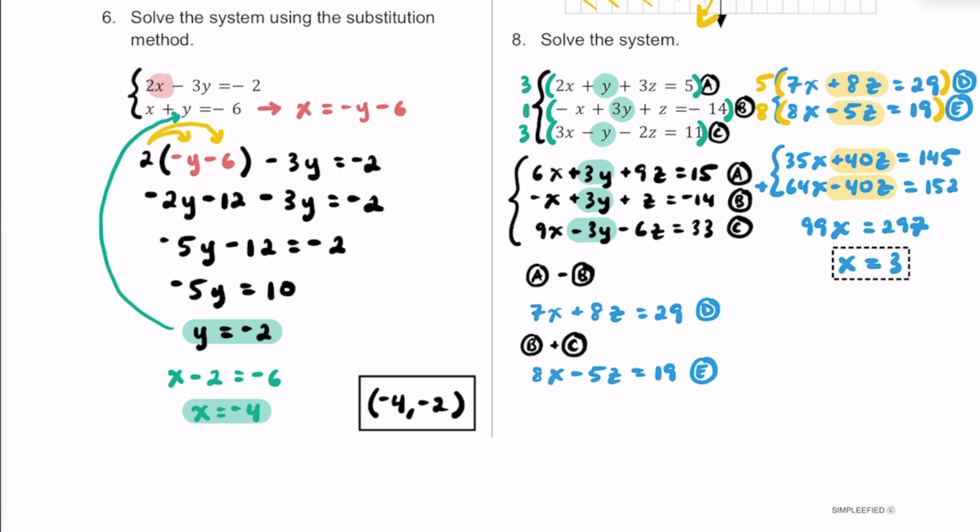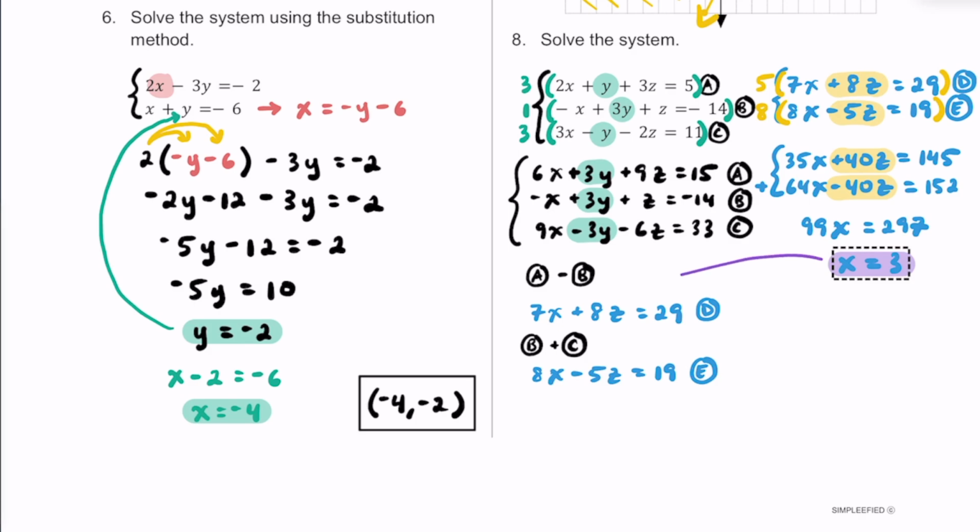All right, so after all that work, we have one variable, we have x. We still have to find out y and z. Now, don't plug this back into one of these 3 original ones yet because there are too many unknowns. However, you can plug in this x equals 3 into either equation D or E to find out the value of z. So I'm going to do that right now.